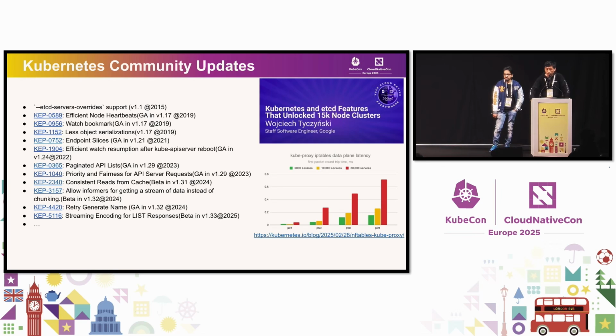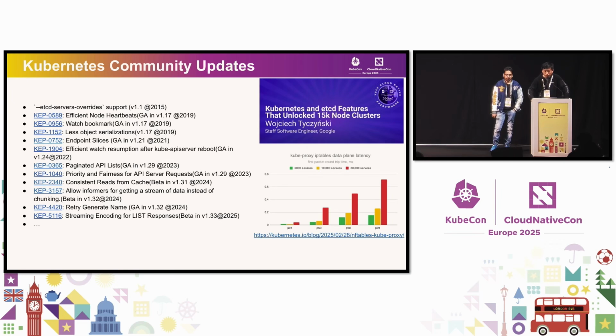2021 or 2022. And here's a list of KEPs related to large clusters, especially the etcd service overrides for sharding. This really helps. I talked with an etcd maintainer, and he mentioned that if you use this with the node list in a separate etcd cluster, then the cluster can be around 30K nodes. Before that, in 2019 we had node heartbeats, and later the watch bookmark, and the EndpointSlice is also a very early change. And you can see the list.